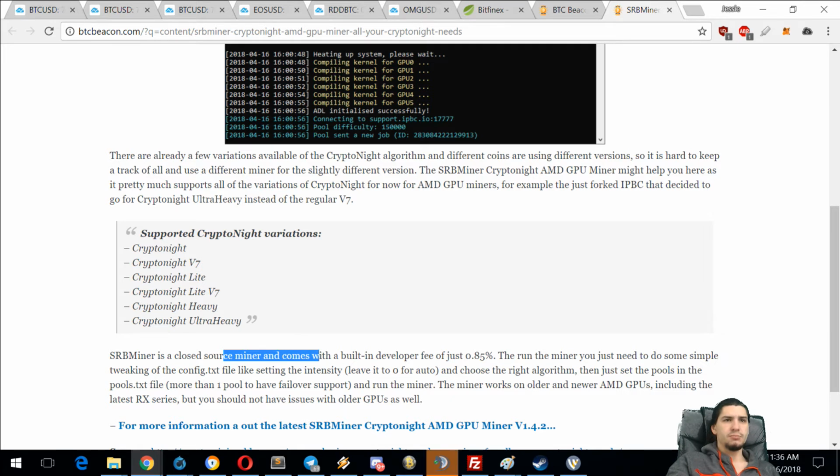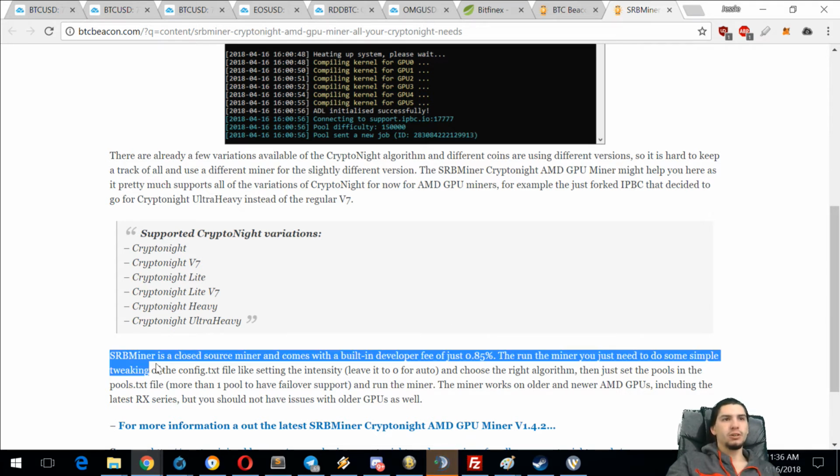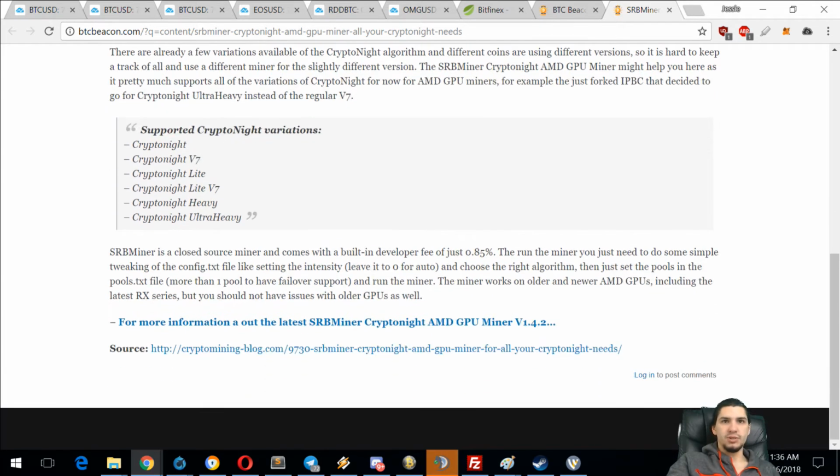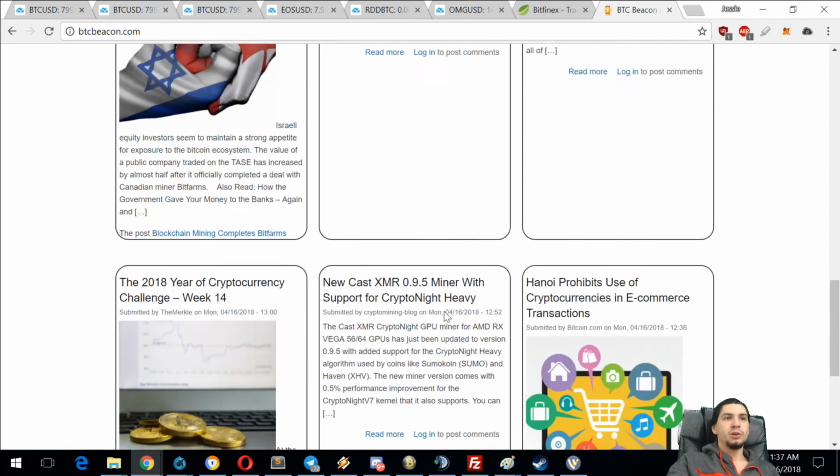SRB miner is a closed source miner and comes with a built-in developer fee. Nope, I'm out. I don't like anything closed source. You don't know what they're doing when you run software that's closed source. You want to run open source software as much as possible. Even if you don't know programming yourself, it adds an extra security layer because you can trust that other members who do know programming have looked at the source code to ensure that it's not malicious before they run it on their own computers. So if you are running open source software, it adds an extra degree of security, and there won't be a developer fee in it. And there are other miners out there that support several of the Kryptonite algorithms anyway. So yeah, I'll pass on that. Thanks, guys. Moving on.